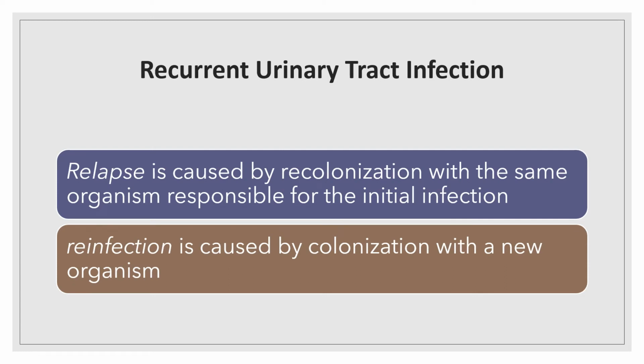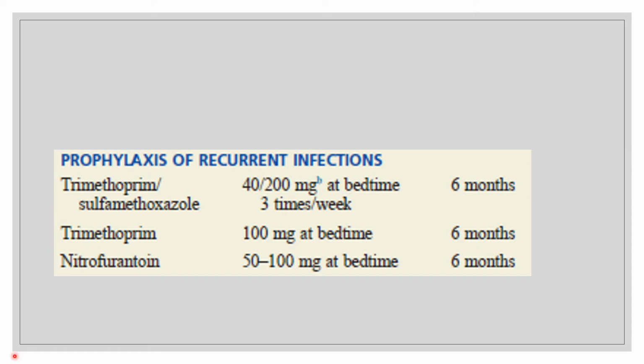Now, for recurrent urinary tract infection, relapse is caused by recolonization with the same organism responsible for the initial infection, while reinfection is caused by colonization with a new organism. Prophylaxis for recurrent infections includes trimethoprim-sulfamethoxazole, trimethoprim, and nitrofurantoin. They are given for a 6-month duration.